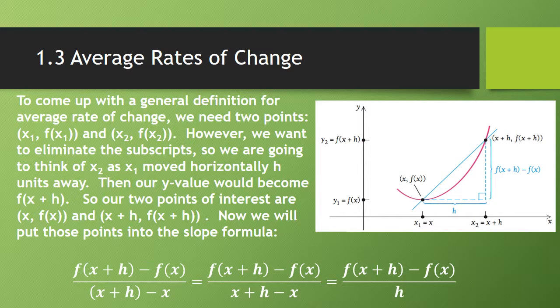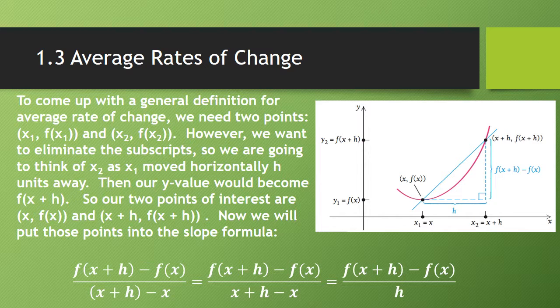Now that's going to change our y values also. So we're going to have f of x in place of f of x1, and we're going to have f of x plus h in place of f of x2. So we're going to take those 2 points that we now have, x, f of x, and x plus h, f of x plus h, and we're going to put them into the slope formula as you see below.